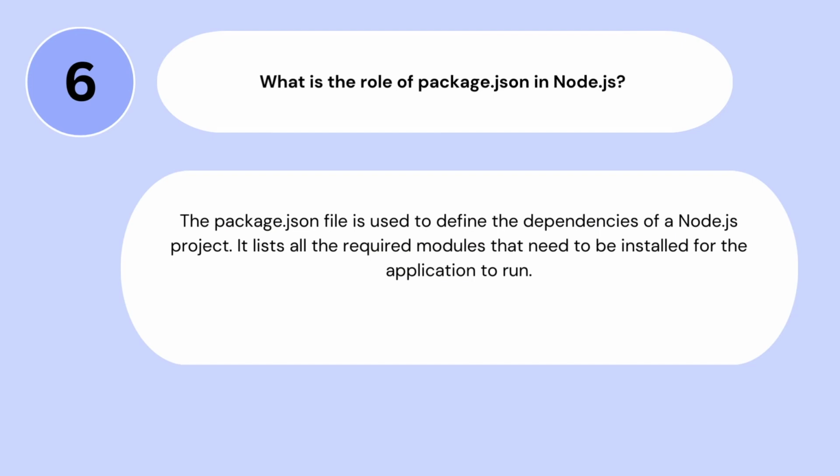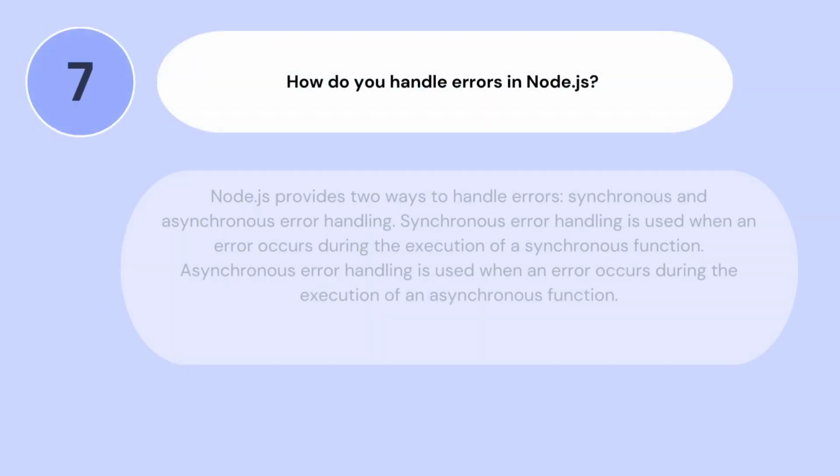What is the role of package.json in Node.js? The package.json file is used to define the dependencies of a Node.js project. It lists all the required modules that need to be installed for the application to run. If you are already familiar with Java Maven projects, it's the same as pom.xml.